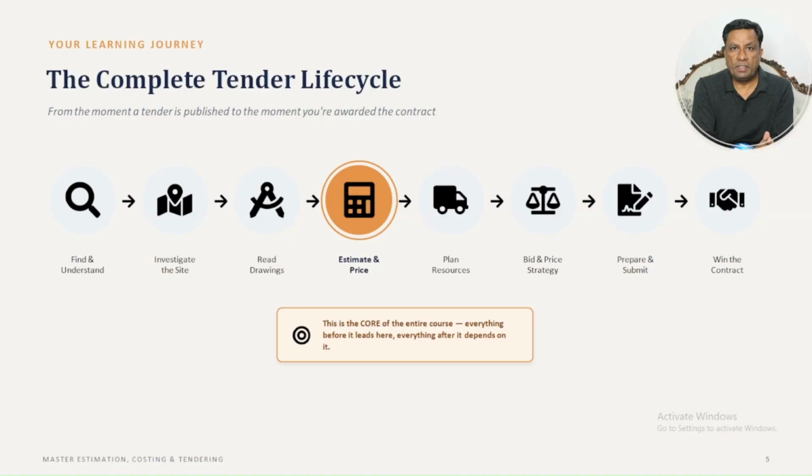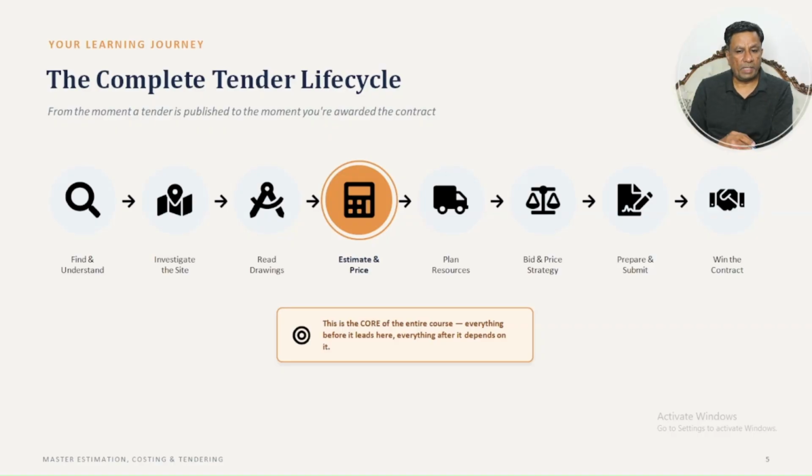We will find the tenders online, offline, we will understand the tender, prepare the tender information, investigate the site, we will read the drawing, we will calculate the quantities, we will prepare the BOQ, we will do the estimate and rate analysis. Then we will plan for the resources, bid and price strategy, and we will decide whether to bid or not to bid, whether this project is profitable or time consuming. And then we will prepare our tender documents, we will submit the documents, and we will try to win the contract.